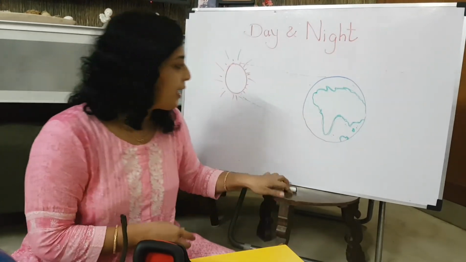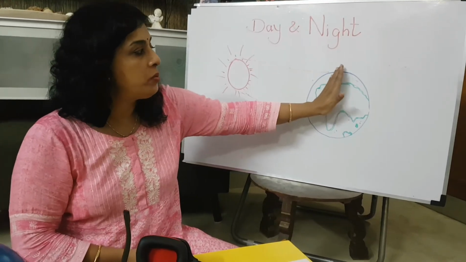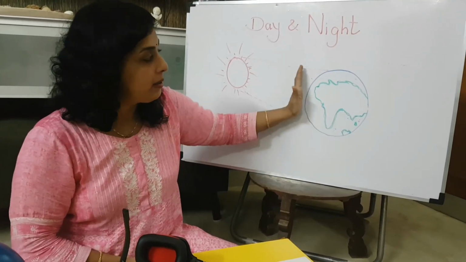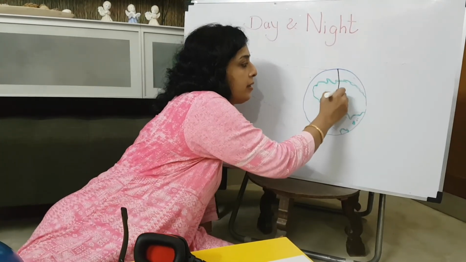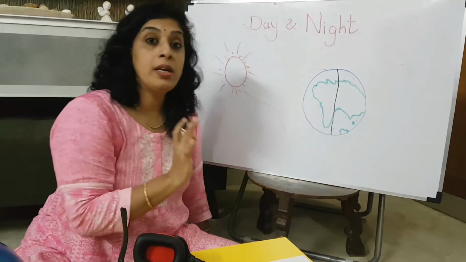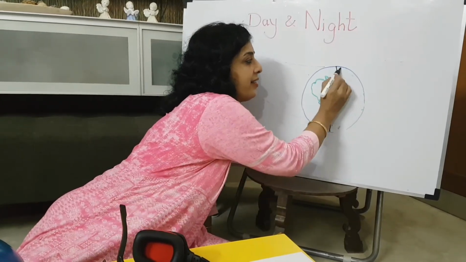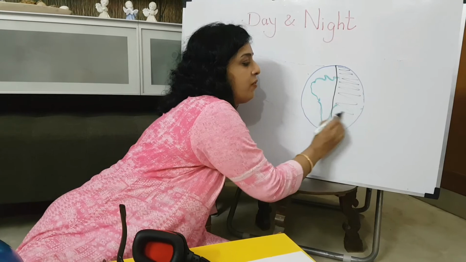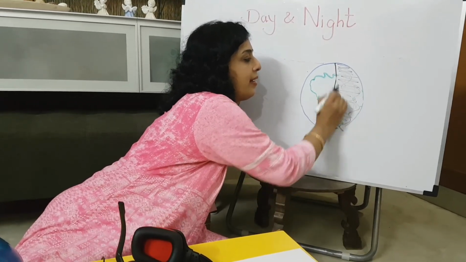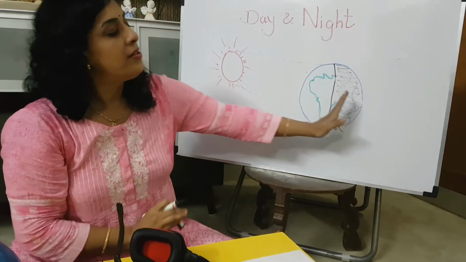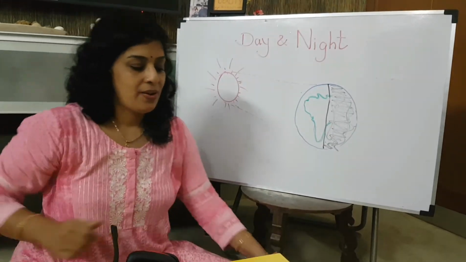I showed you how when the sun's rays fall on the earth, the portion which gets the light will be morning, and the other half of the earth which does not get any light will be dark. Is it not? It will be completely dark. There is no light on this side. Which means what? This is night. Okay? You got it? Okay, children.